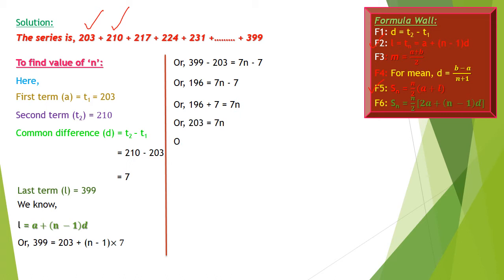We can divide 203 by 7, that is 29 times. That is, the value of n is 29. Therefore n is equal to 29. So we have the value of n. Now we can use formula 5. If you like, you can use formula 6 also, but formula 5 is shorter, so we are going for formula 5 to find the value of S29. There are 29 terms. The 29th term is the last term.